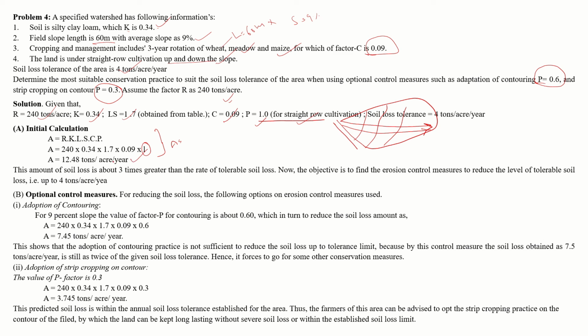Now I adopt some conservation methods, like P equal to 0.6. All other values are the same; I am only changing the P value to 0.6. In this condition the erosion is reduced from 12.48 tons per acre to 7.45 tons per acre. Again, similarly I reduce further with strip cropping, where the P value is 0.3. All the values are kept the same and only the P value is changed.